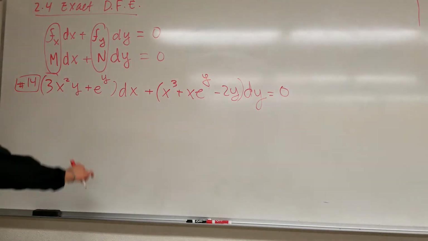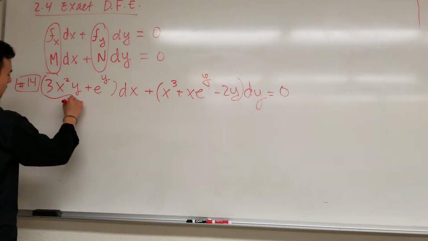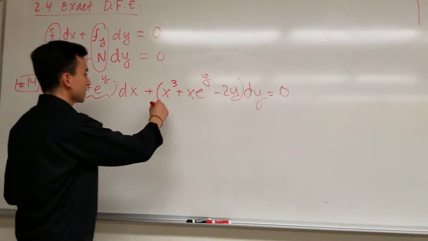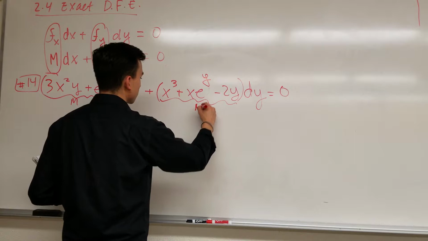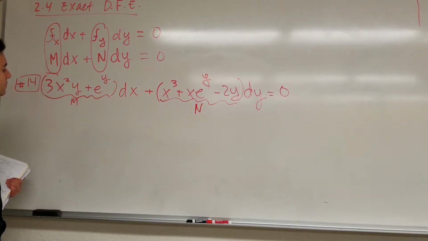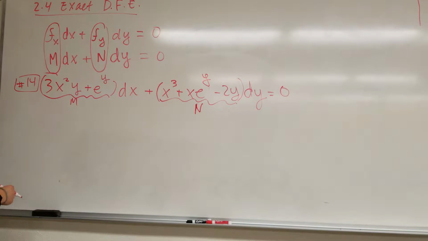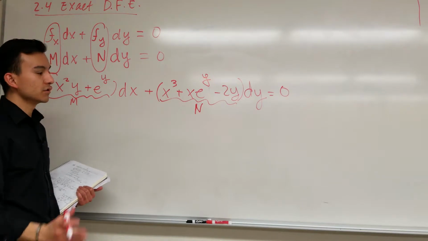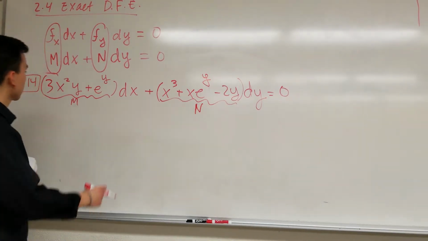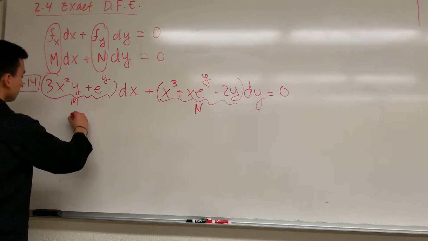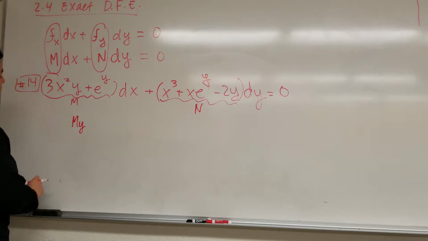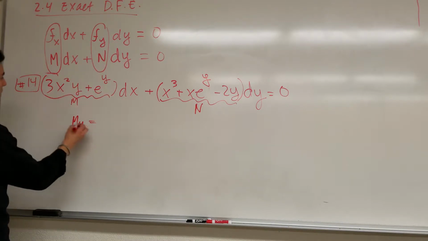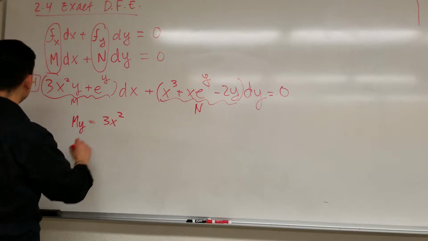Well, like I said before, usually our M is paired up with our dx. So that's what I would usually look at first: where's my M and where's my N? I definitely want to check to see if they're exact, because if they're not exact, then I can't use the exact method to solve it. So let's take our partials. We're going to take the partial with respect to y of M. So I'm going to have a 3x^2.